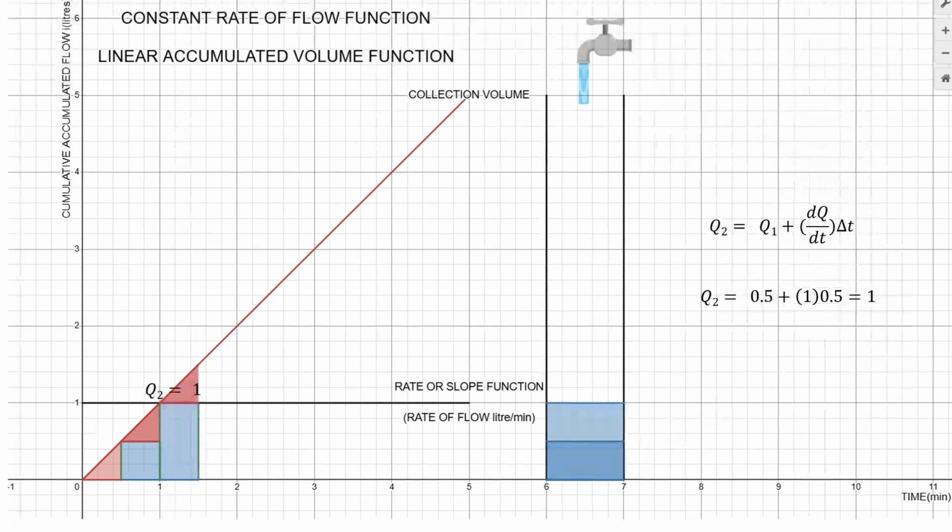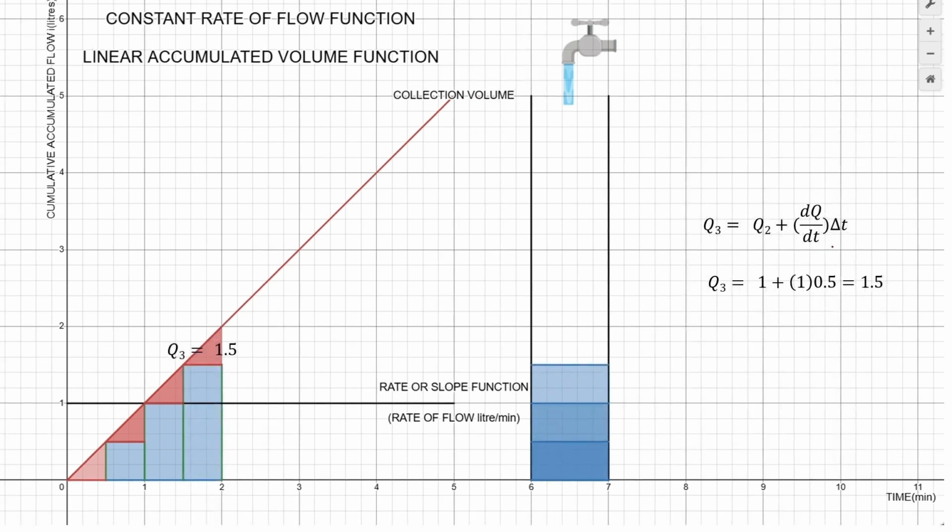Next we can calculate q2. Again the same formula: q1 plus dq by dt times delta t. This is k, equal to 1, and substituting delta t as 0.5, the previous value 0.5 plus 0.5 is equal to 1. So now you can see that q2 is equal to 1. Next, the third step, again the same formula: Q3 is q2, which is 1, plus dq by dt, which is 1, times 0.5.